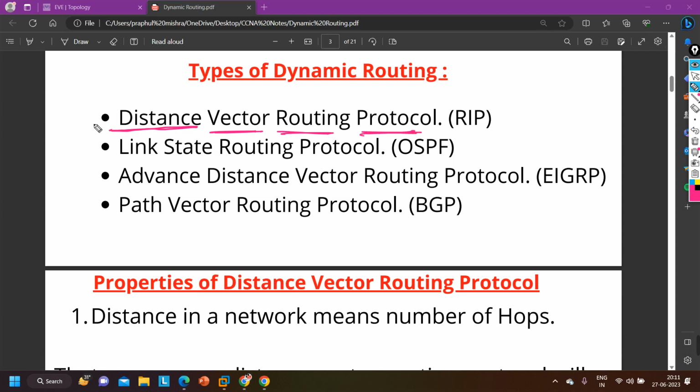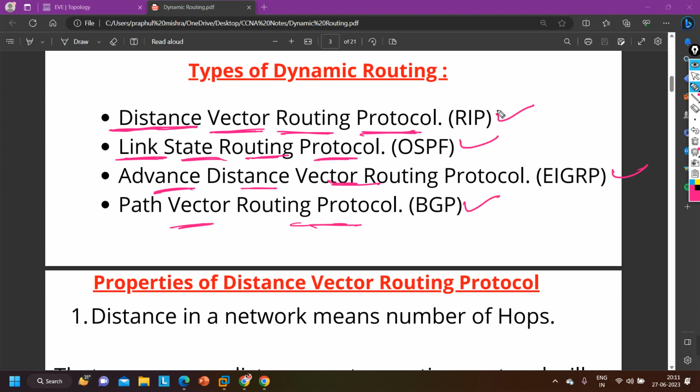First, we will understand the properties of distance vector routing protocol, then the properties of link state routing protocol, then the properties of advanced distance vector routing protocol and path vector routing protocol. Once we understand the properties of these protocols, guys, we can easily understand all protocols like RIP, OSPF, EIGRP and BGP.